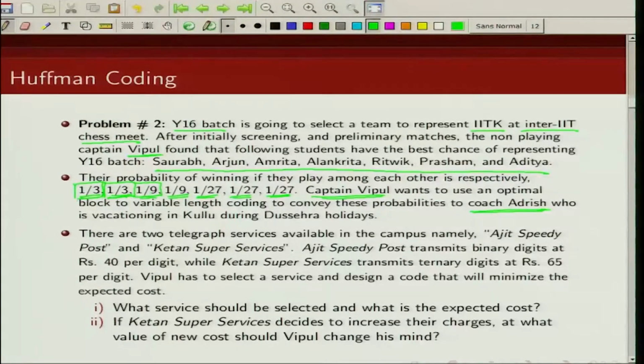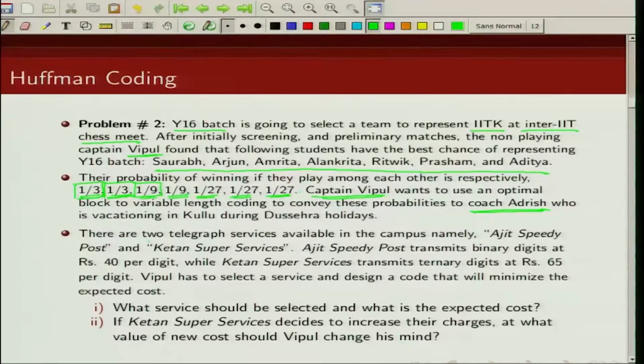So essentially we have a random variable which has 7 possible values. So U1 happens with probability 1/3, U2 happens with probability 1/3, U3 happens with probability 1/9, U4 happens with probability 1/9, and U5, U6, U7 happen with probability 1/27. Now he wants to encode this information using an optimal block to variable length coding.